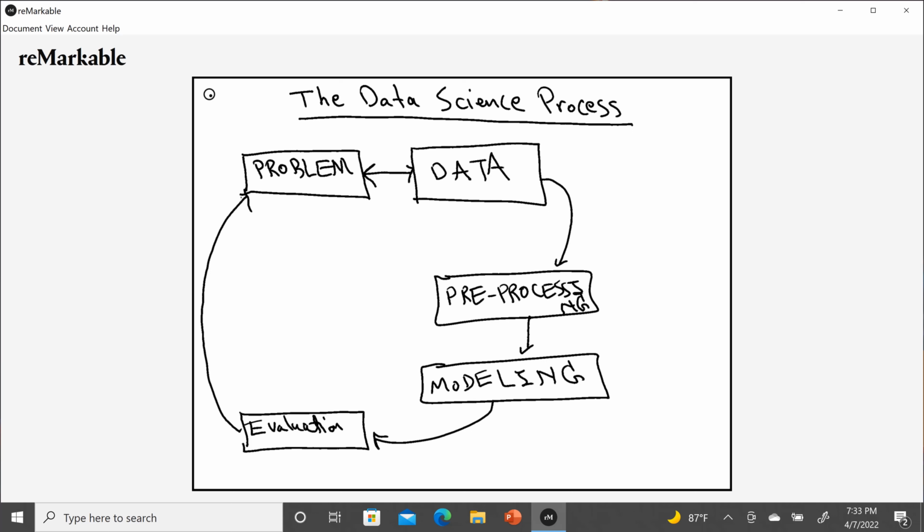And I'm hoping that this is going to give you a path to becoming a data scientist. I'm hoping this is going to help you with your journey in becoming a data scientist.